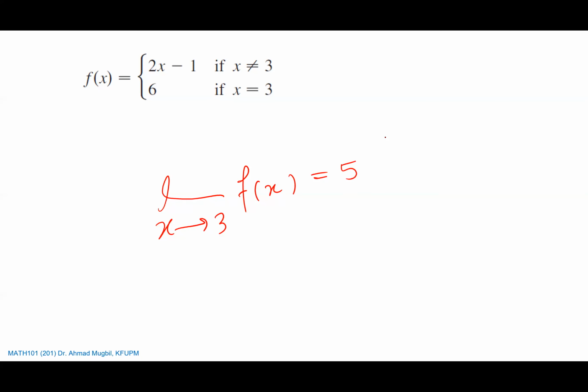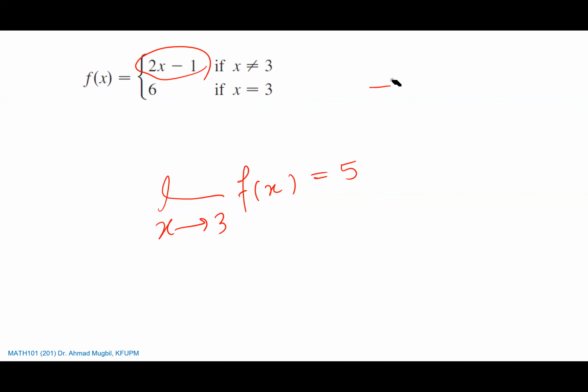And you have to be careful when you take the limit. f at 3 is 6, sorry. f at 3, it is 6. But the limit of the function when x approaches 3 is 5.